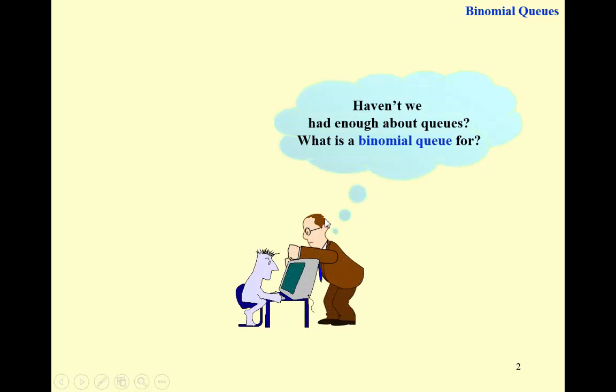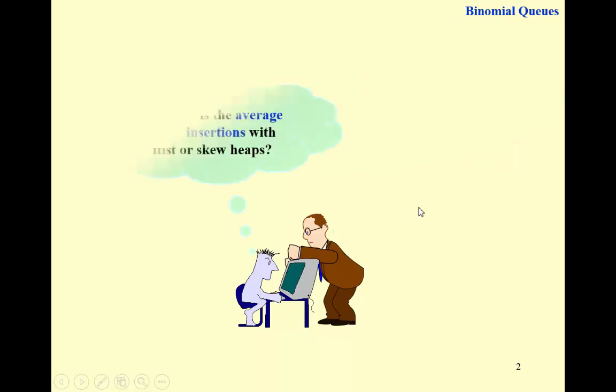So last week we studied leftist heaps and skew heaps, which are different forms of priority queue. And today we're going to continue to see yet another one, binomial queue. So again, the first question is, haven't we had enough about priority queues? What is a binomial queue for? Why do we have to learn this?